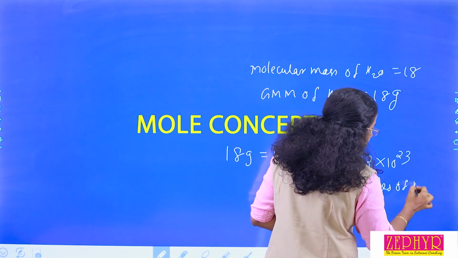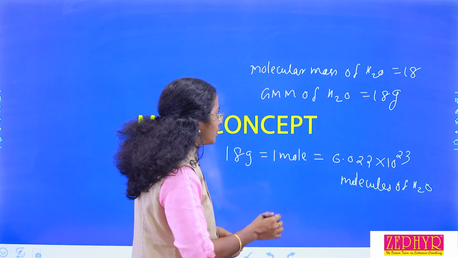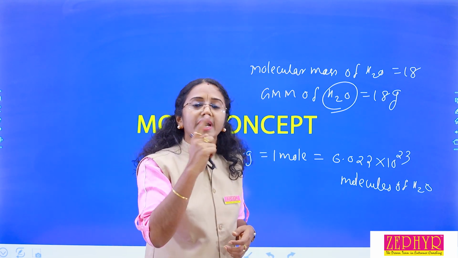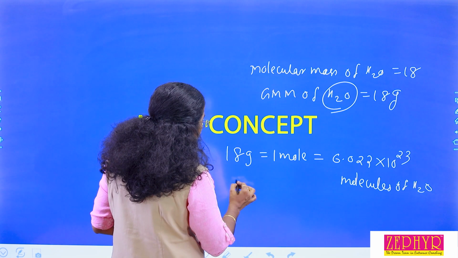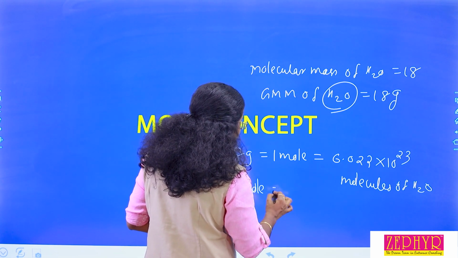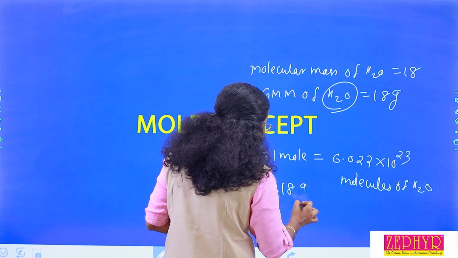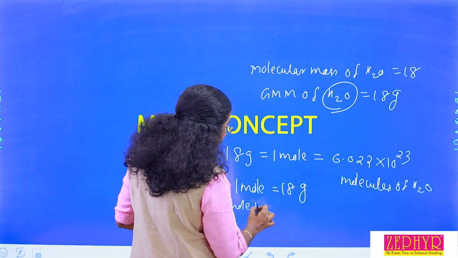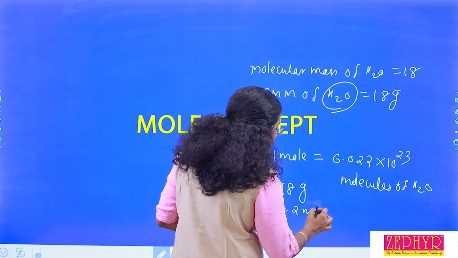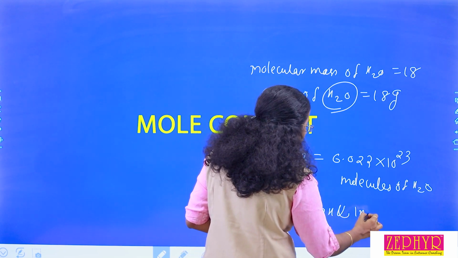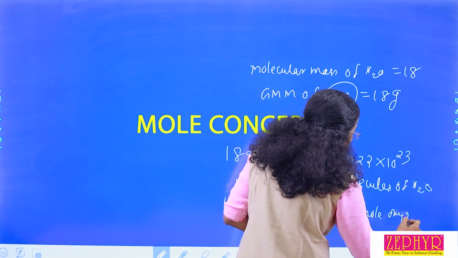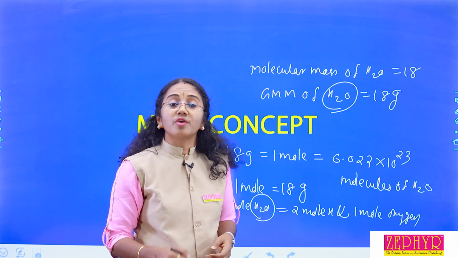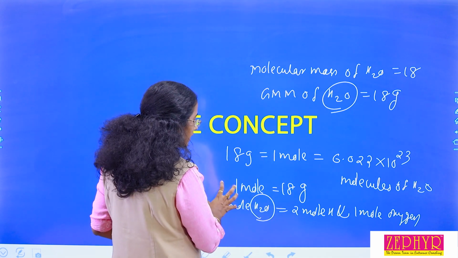That is not an atom, that is a molecule, because water is a compound. Water contains 2 atoms of hydrogen and 1 atom of oxygen. So 1 mole of water equals 18 gram. 1 mole of water, H2O, contains 2 moles of hydrogen and 1 mole of oxygen. That is also an important thing.